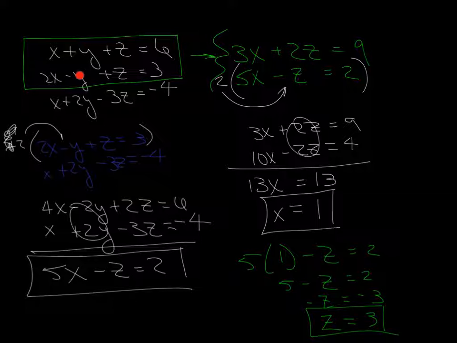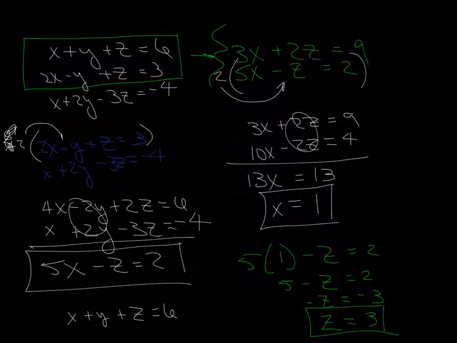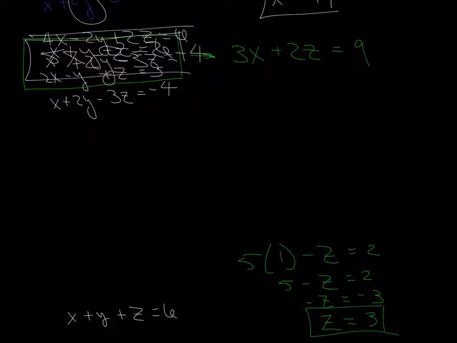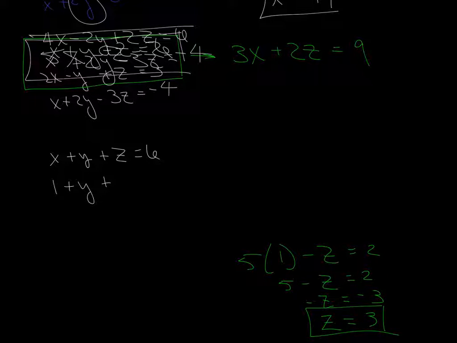Okay, so I'm going to put my 1 in for x, my 3 in for z, and I'm going to solve for y there. Alright, so I'm going to rewrite x plus y plus z equals 6. And I'm going to get this all out of the way here. Okay, and what did I say? X is 1. I don't know y, and z is 3. So 4 plus y equals 6. Y then equals 2.